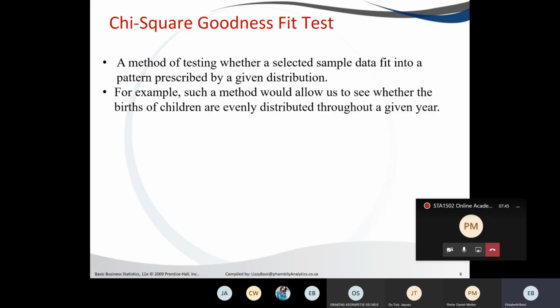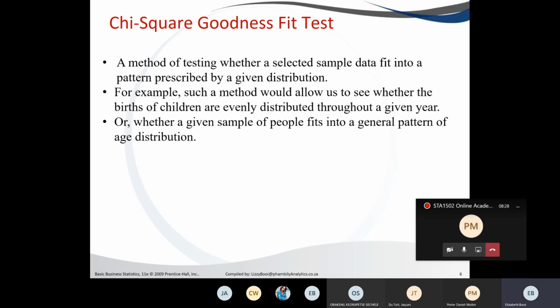With this method, we would like to see, for example, whether the births of children are evenly distributed across the year, or we can look at the ages of people, if they are distributed across the company, across the division, or across the years and so forth. So you look at one variable, but you want to test if the distribution of that follows a chi-square distribution.